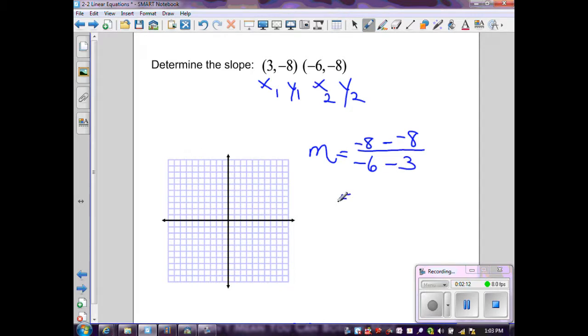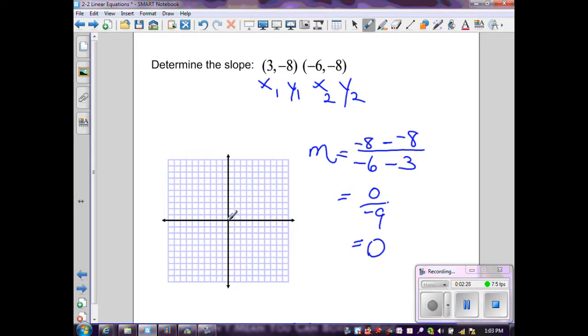Simplifying, that's going to give me a negative 8 plus 8, which is 0, over a negative 9. And when I simplify that, that gives me a slope of 0. Let's graph this to see what a slope of 0 line looks like.